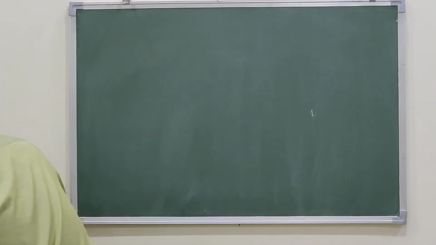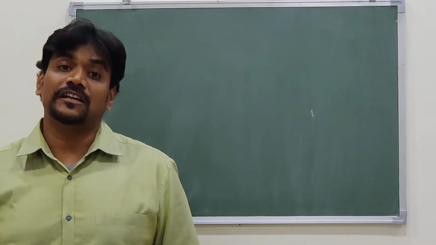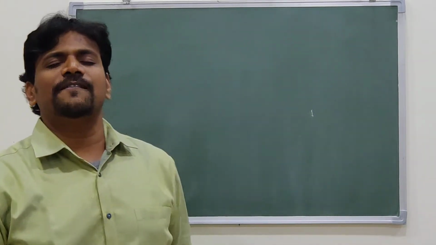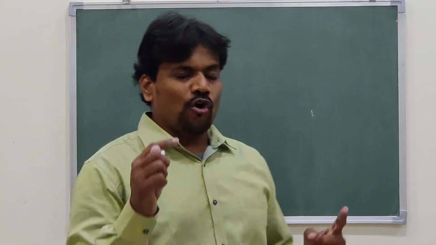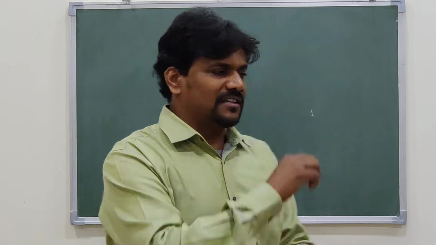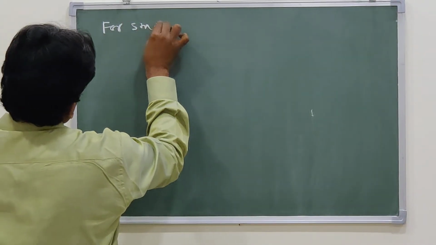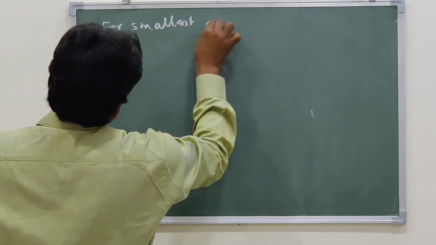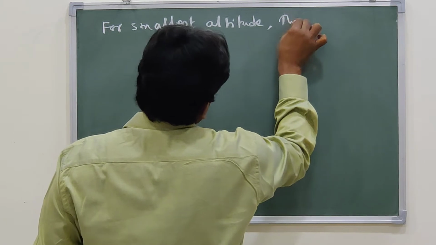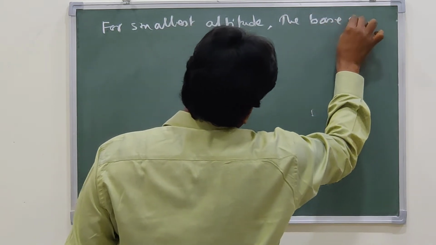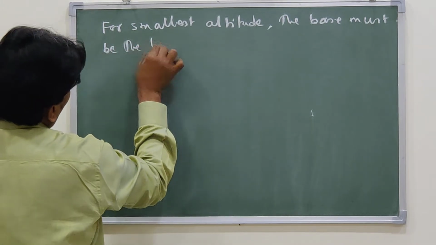Now it's said you have to find the smallest of its altitudes. So since we have to find the smallest altitude, you must write a statement here. And in all the questions of homework, please do write the statement. The statement is, for smallest altitude, the base must be the longest side.